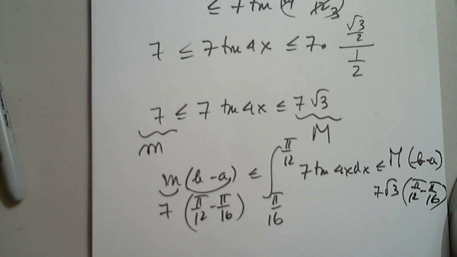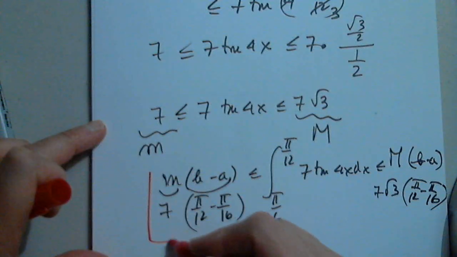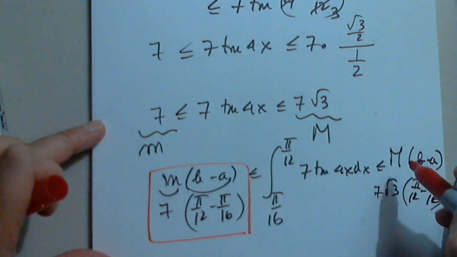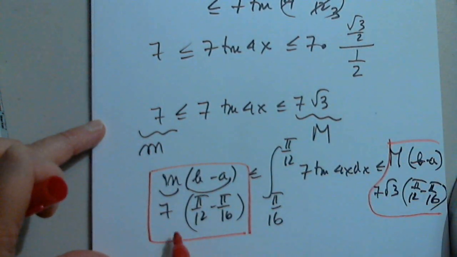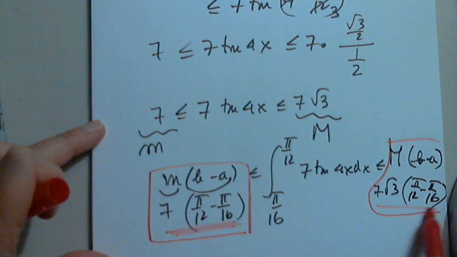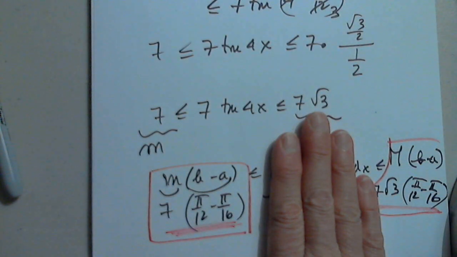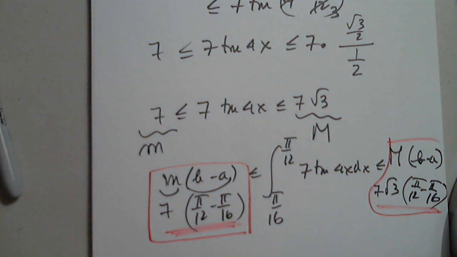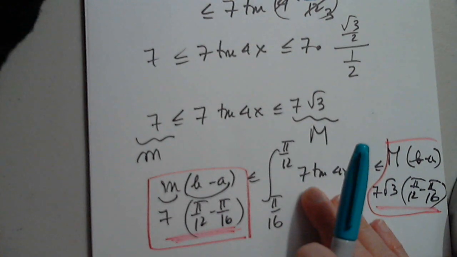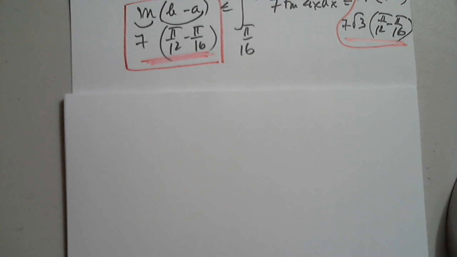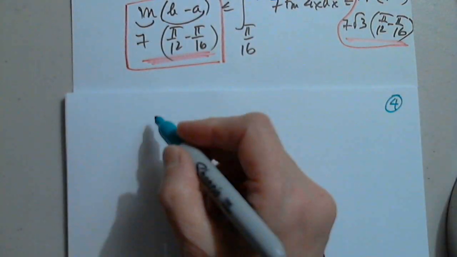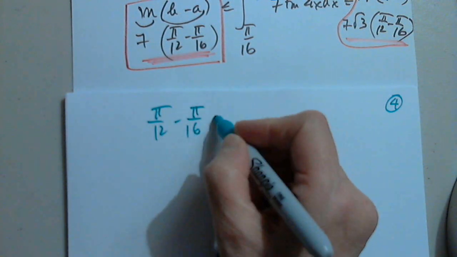So now we have to calculate this and this, performing this operation and this operation. This will be the lowest, and this will be the largest for the integral. So the integral will be between this number and this number. Okay, so let's do that. How much is pi over 12 minus pi over 16?